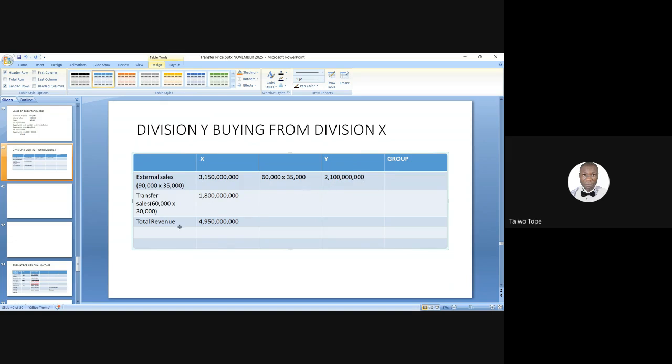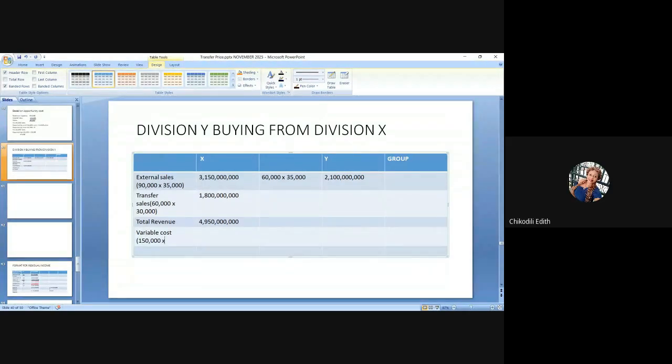So let's take it further. You have the total revenue now. So what will be the variable cost to division X? Variable cost, cost of production. What will be the cost of production? I think 22,000 multiplied by the total tire 150. Times 22,000. So we now have it as what? 3 billion 300 million.